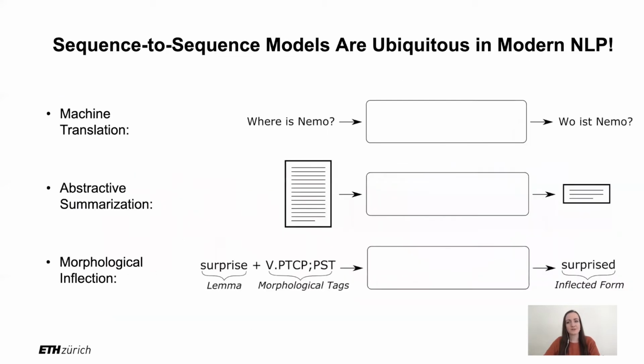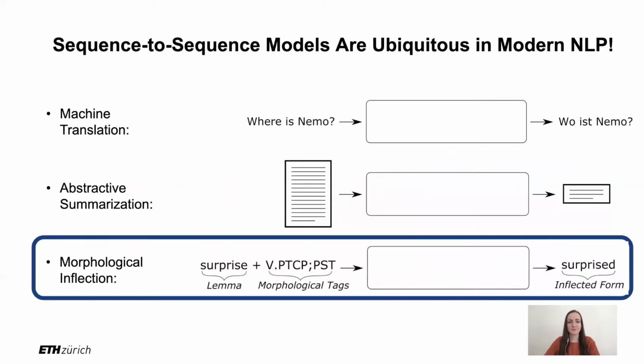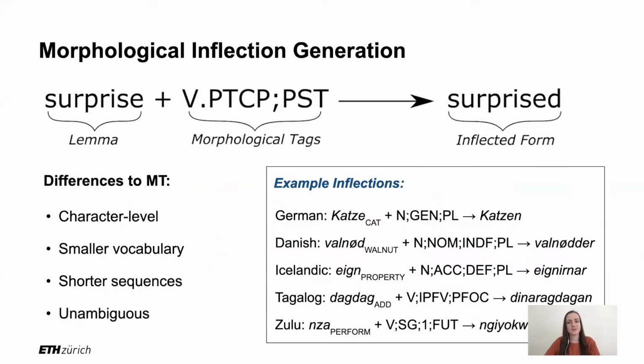Despite these shortcomings, sequence-to-sequence models are used for a wide range of tasks, for instance, also for abstractive summarization and morphological inflection generation. Morphological inflection generation is different from these other two tasks in a number of aspects. It consists of generating the correct word form given a lemma and a set of morphological tags. The evaluation metric for morphological inflection is prediction accuracy. There are a number of differences to machine translation.